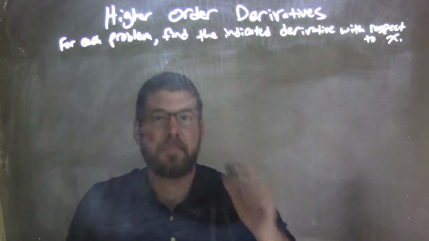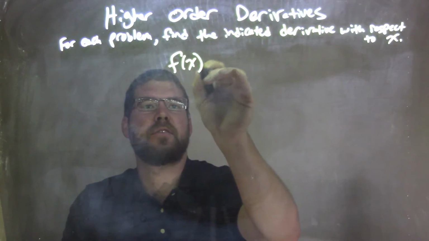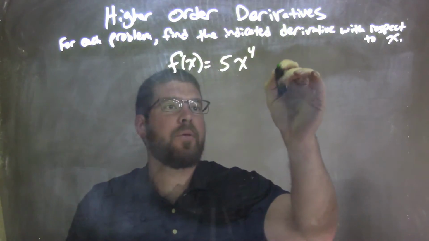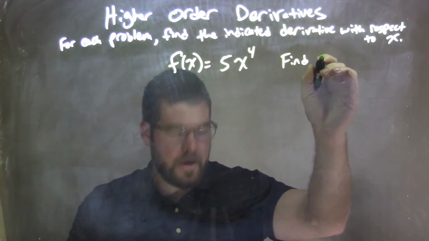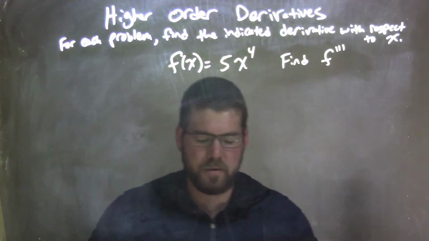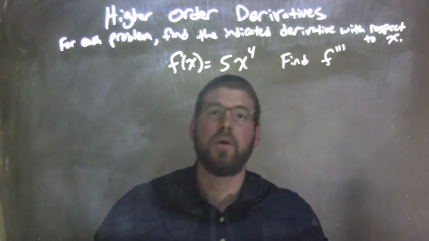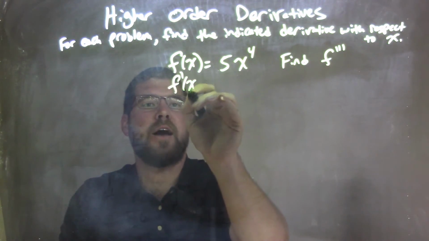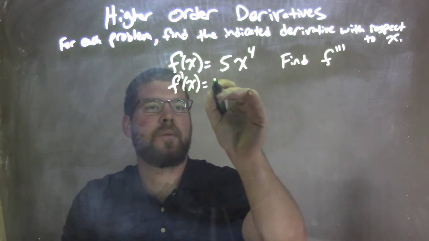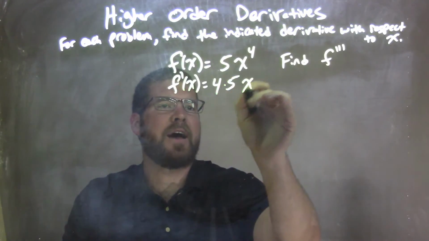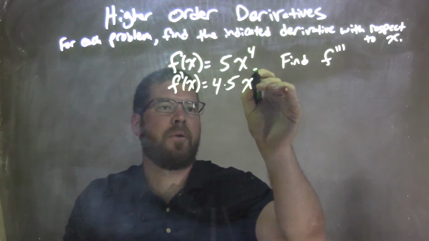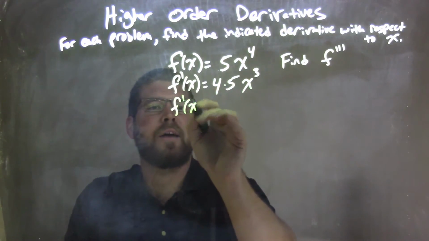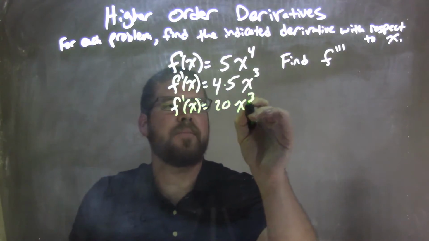So if I was given this problem, f of x is equal to 5x to the fourth power, and we want to find f triple prime, the third derivative of f. Well, my first step here is I need to take the first derivative. So we have f prime of x. Power rule says the 4 comes out up front, times the 5, x to the, subtract the exponent by 1, third power. 4 times 5 is 20, so f prime of x is 20x to the third.